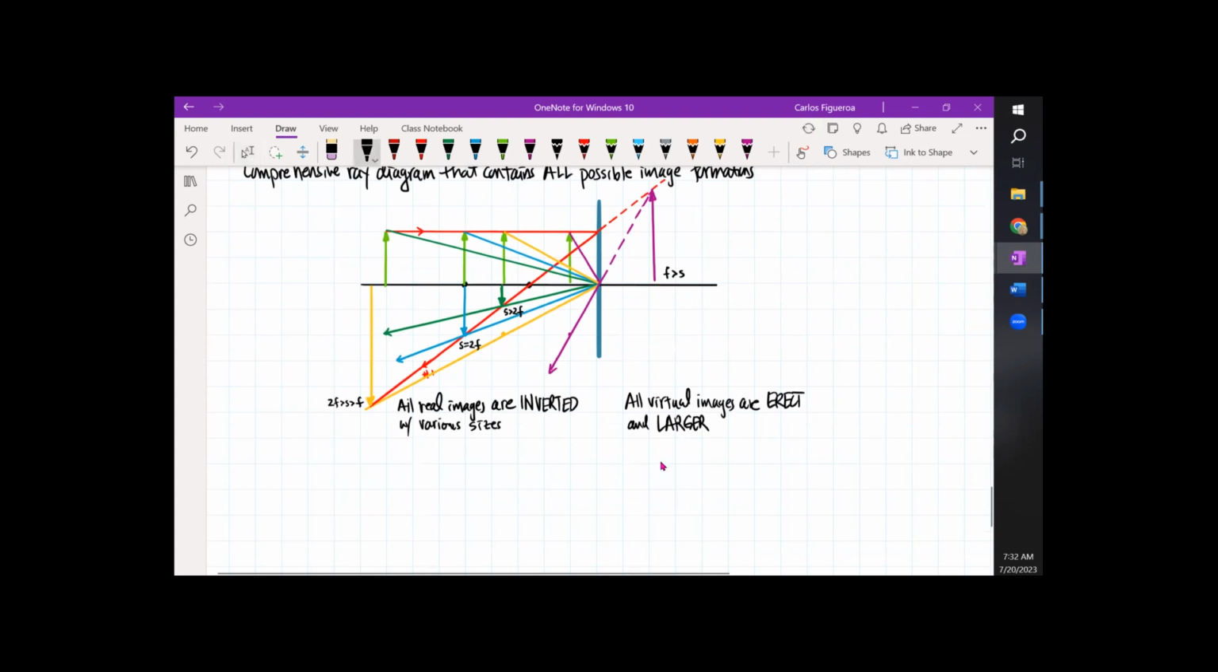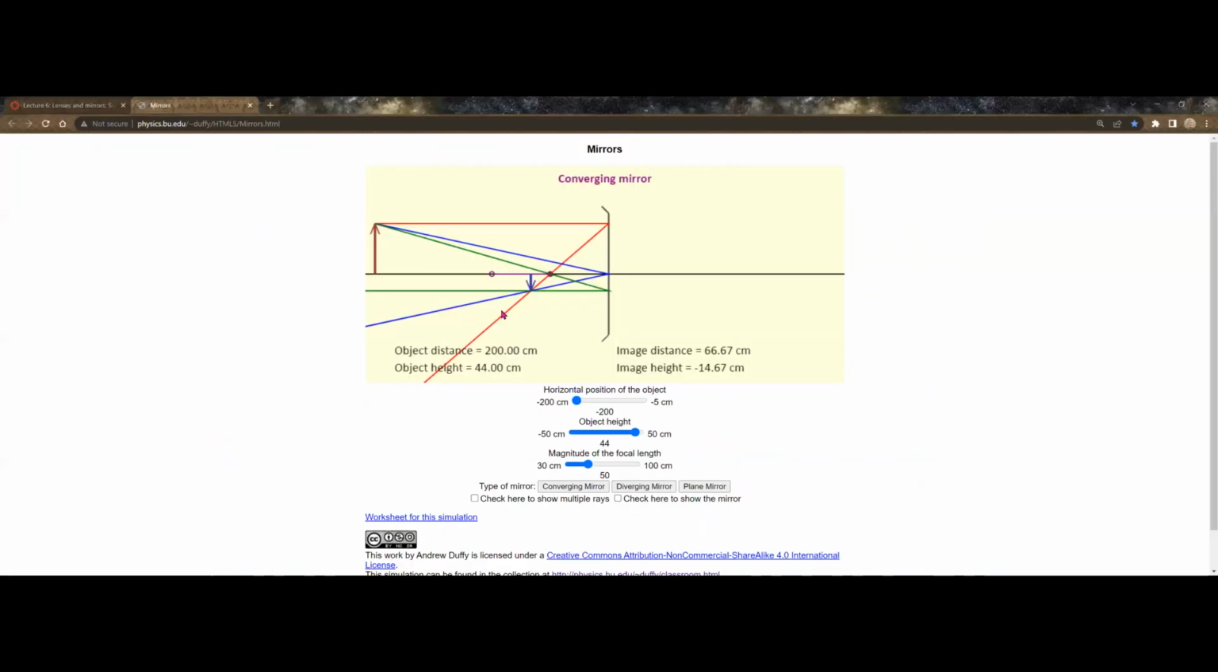Now, one of the things that I want to do here is look at Duffy's mirror applet, because it will give us the overall view of what I'm trying to get at here. So let me do a new share. And here's what we're looking at.